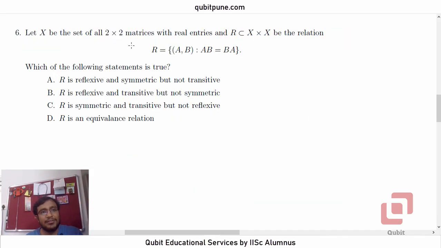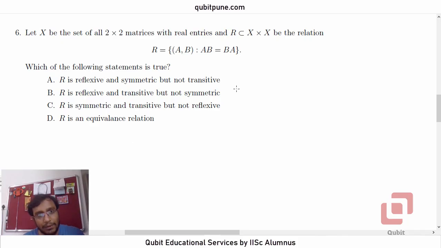Question 6. Let X be the set of all 2 by 2 matrices with real entries, and let R, a subset of the Cartesian product X cross X, be the relation R equal to the set of all ordered pairs A comma B such that AB is equal to BA. Which of the following statements is true? R is reflexive and symmetric but not transitive. R is reflexive and transitive but not symmetric. R is symmetric and transitive but not reflexive. R is an equivalence relation.